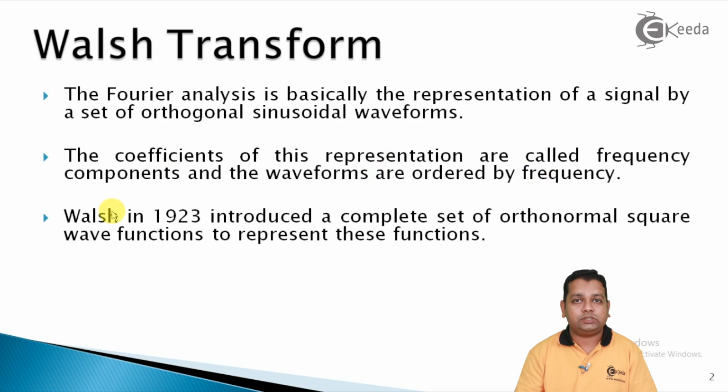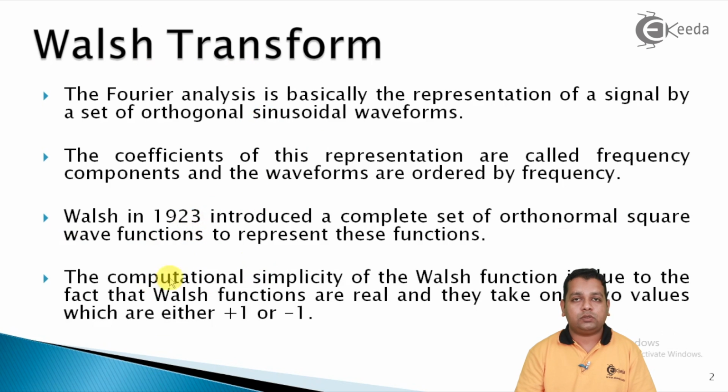Next, Walsh, the inventor of this particular transform, in the year 1923 introduced a complete set of orthonormal square wave functions to represent these functions. So the change from the Fourier family to the Walsh transform is that instead of using sinusoids, we have square wave functions to work with in the Walsh transform. That was invented in 1923. So this was the first change.